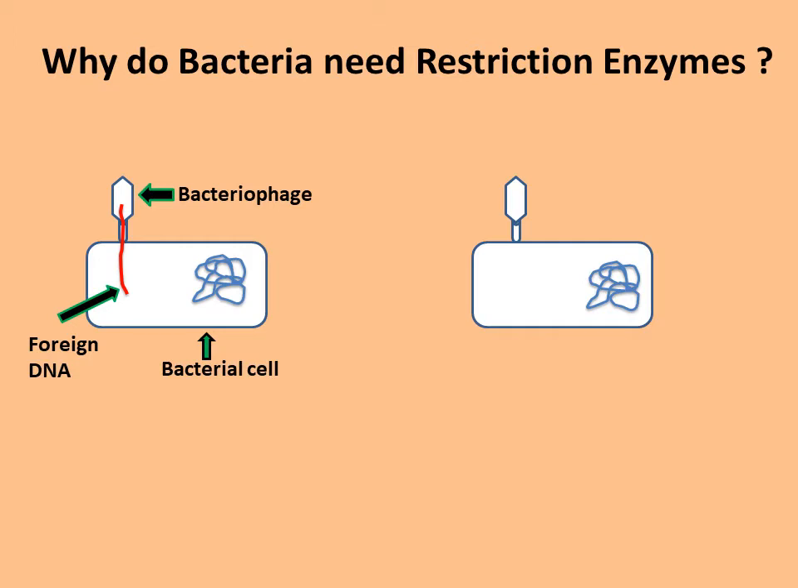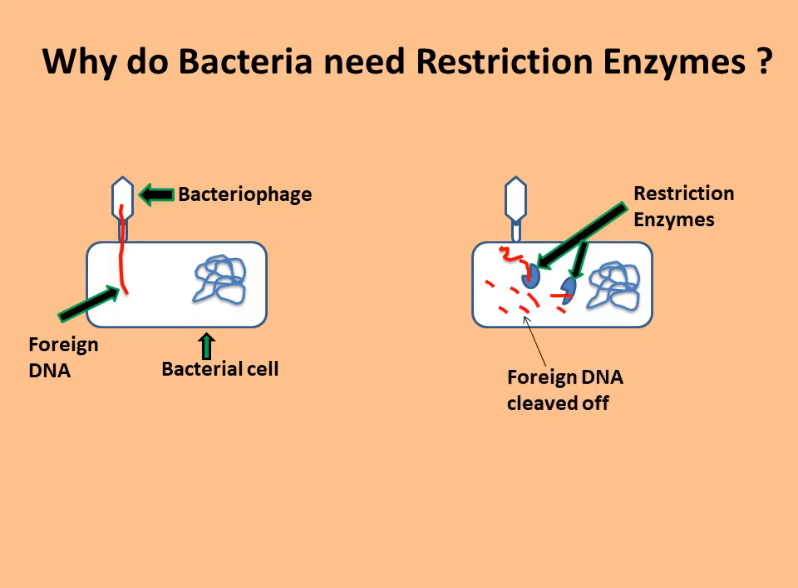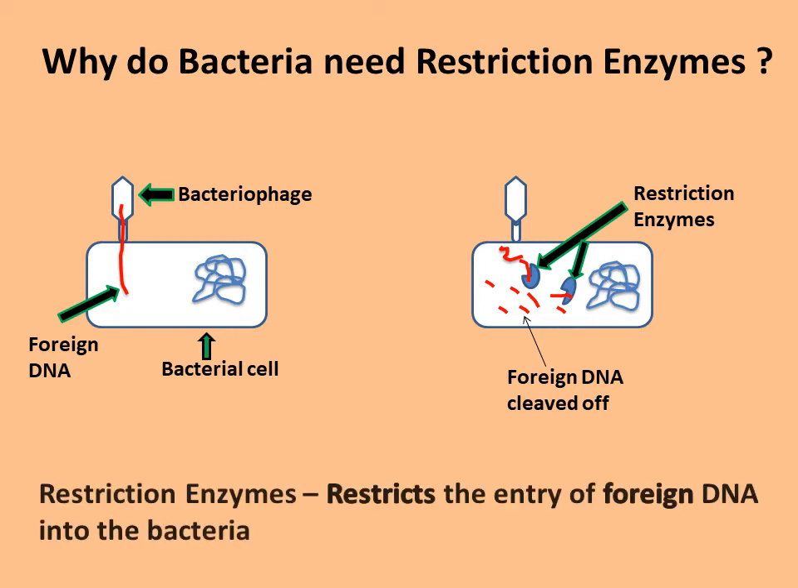That is when restriction enzymes come into play. They recognize the foreign DNA and chop it into smaller pieces, rendering them useless, thus protecting the bacteria from the phage's threat. Restriction enzymes basically restrict the entry of foreign DNA into the bacteria. That is where it gets its name from, restriction enzymes.